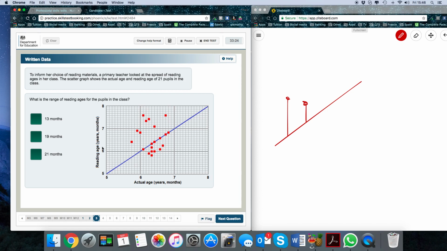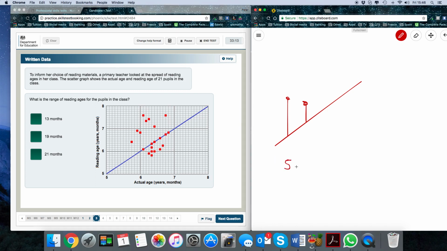Reading age goes from the bottom to the top. I need the lowest one, so that's this one here. Now this person is 2 lines below 6. 2 lines below 6 in this context is 5 years and 10 months. Then the top person up here, we're going to count up from 7. 1, 2, 3, 4, 5, 6, 7 is 7 years, 7 months.